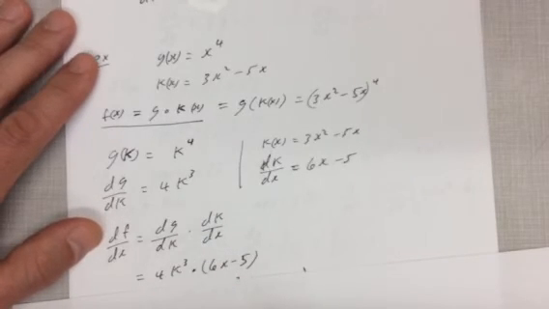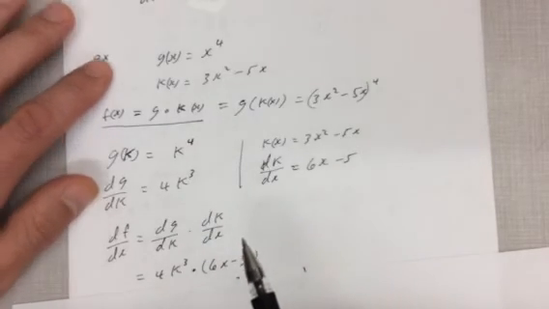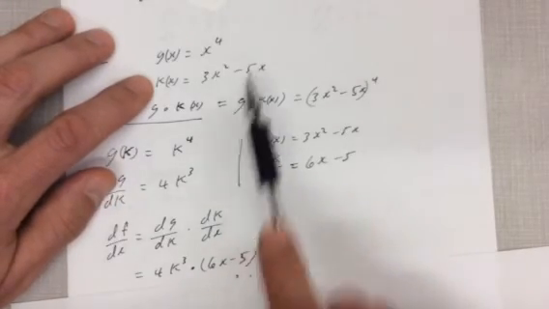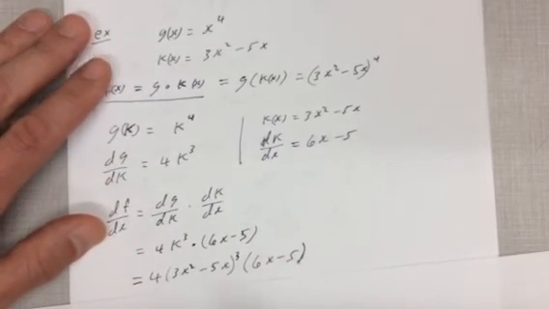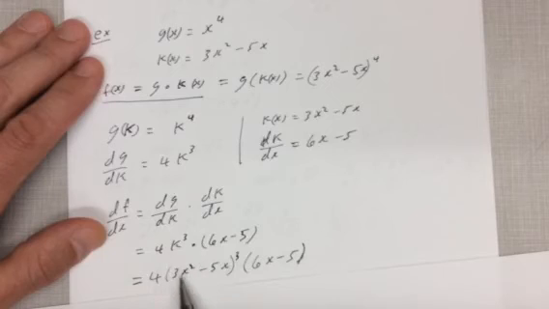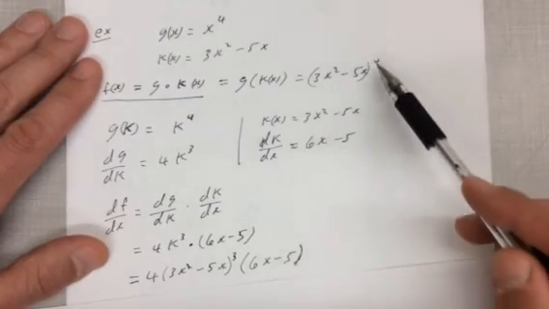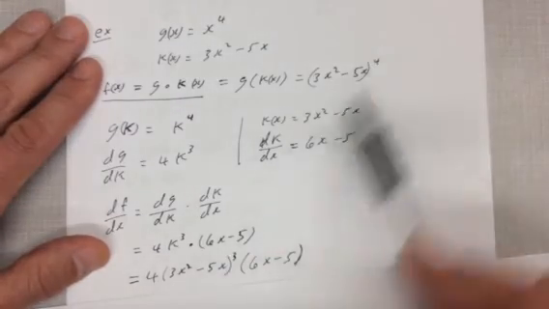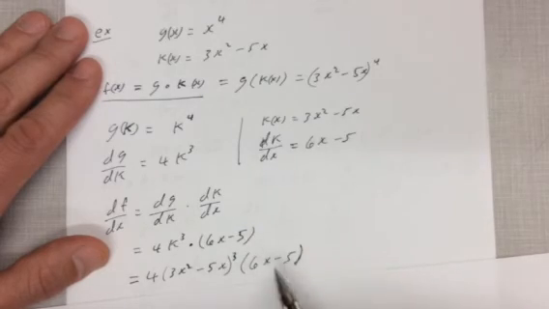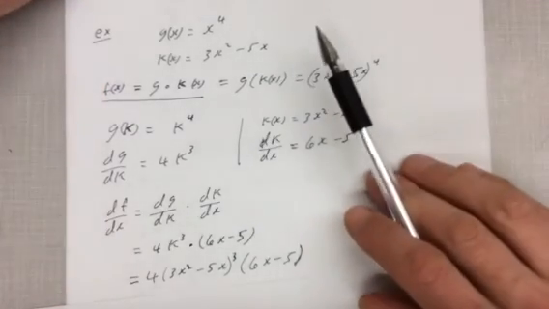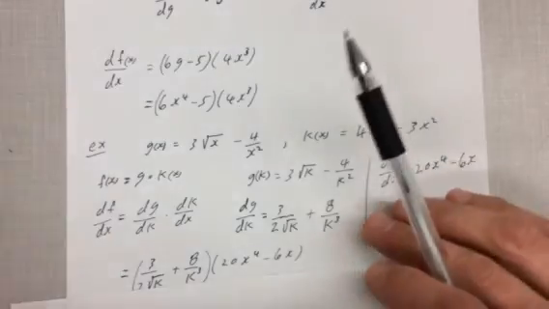But we want to express it in terms of x. So k of x is 3x squared minus 5x. So 4 times (3x squared minus 5x) cubed times (6x minus 5). Now this works based on our previous rule. Remember, we bring the 4 down in front, reduce it by 1, multiply by the derivative of the inside. What if we did it another way around though?